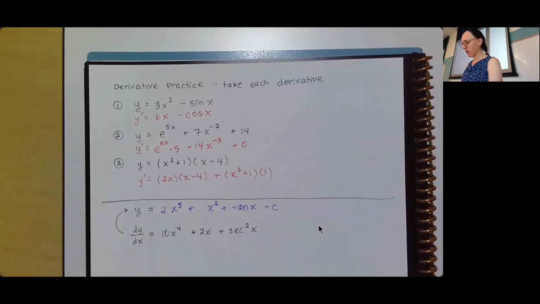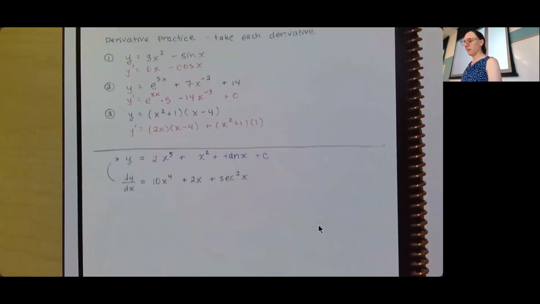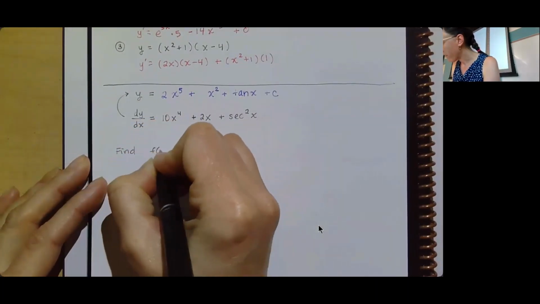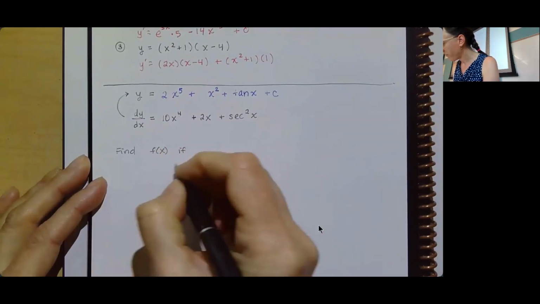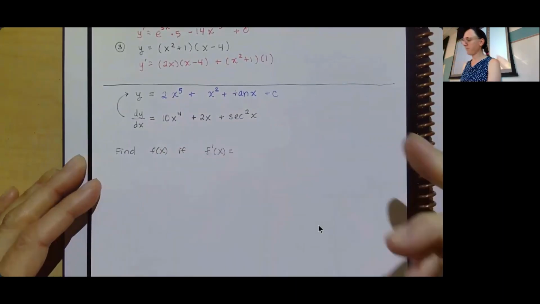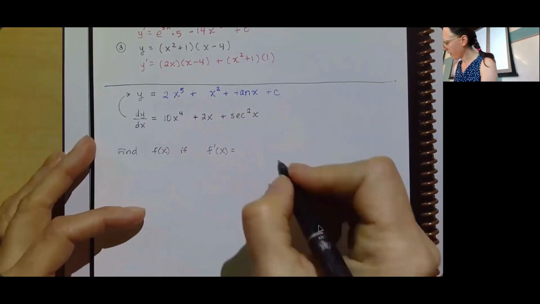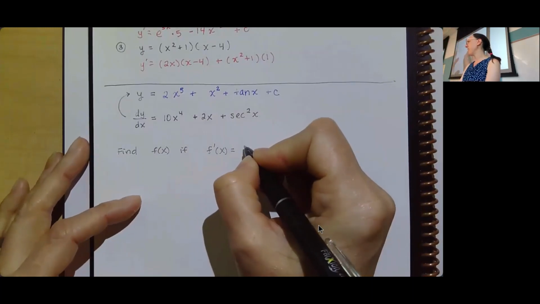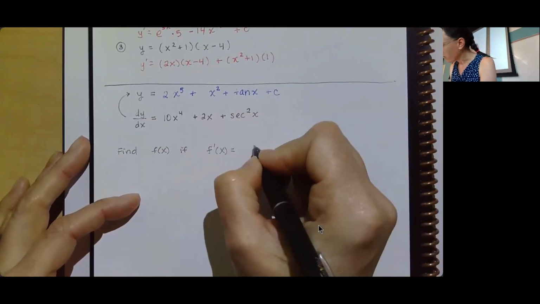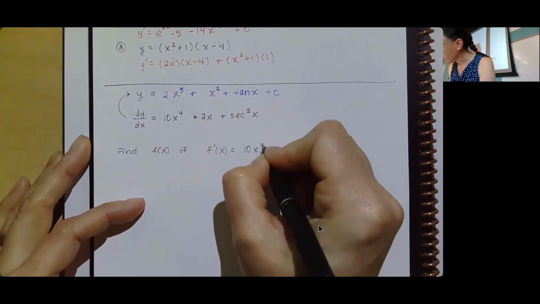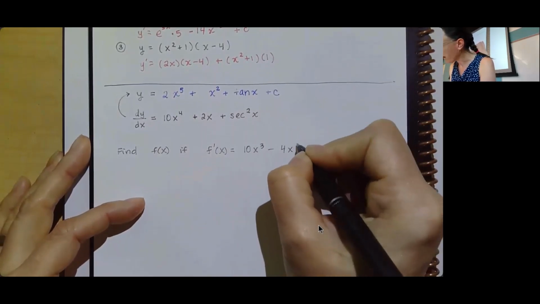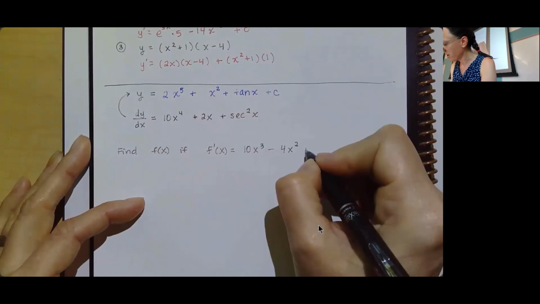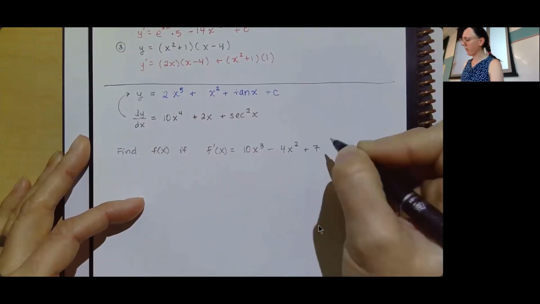Okay, let's step it up a notch. And I won't do the notation backwards like this. So find f of x if f prime of x is equal to, how about we go with, we ready for a little bit of messy? Okay, so let's do 10x cubed minus 4x squared. I'm just going to do one more kind of straightforward-ish. Plus 7.